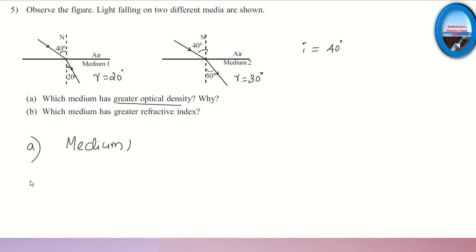For questions A and B, the answer is medium 1, because greater optical density indicates greater refractive index. The answer for why is the angle of refraction. The bending is more in the case of medium 1, more bending towards the normal, or less angle of refraction. So medium 1 is denser than medium 2, and the refractive index of medium 1 is greater than that of medium 2. This is how we answer this question logically, because no refractive index is given, just the angles of refraction.